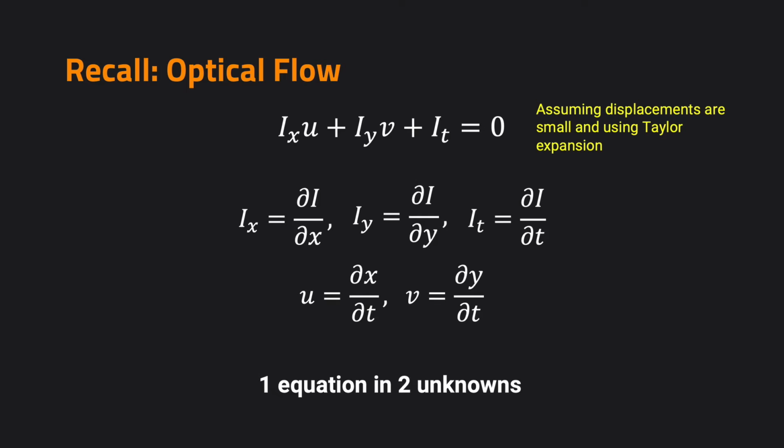And recall that in optical flow, we have this equation, a relation between the image derivatives across x, y, and time with the displacement at a particular pixel x and y. For each of these equations, we get a relation between these two unknowns. And remember that when we derive this equation, we assume that displacements u and v are small, and we can use Taylor expansion to approximate the solution.